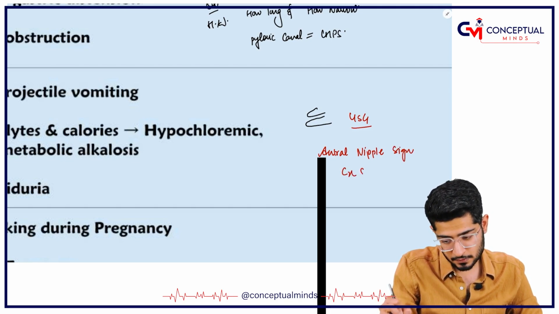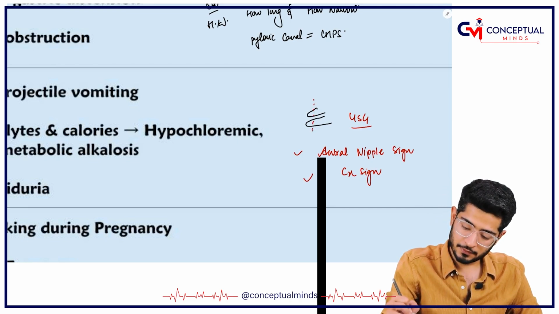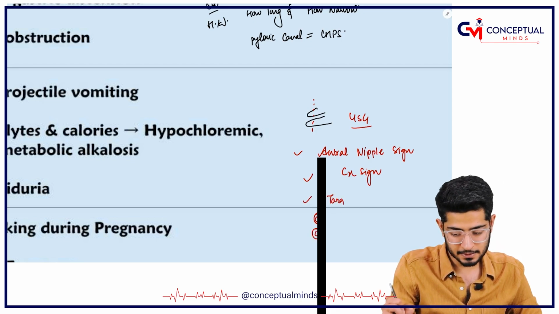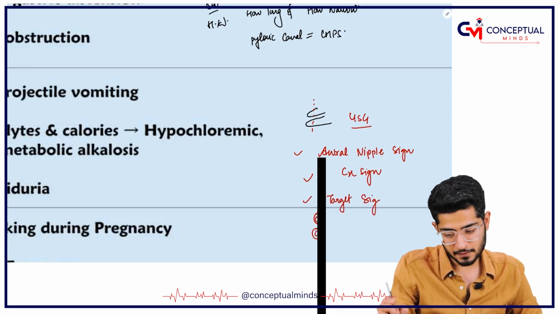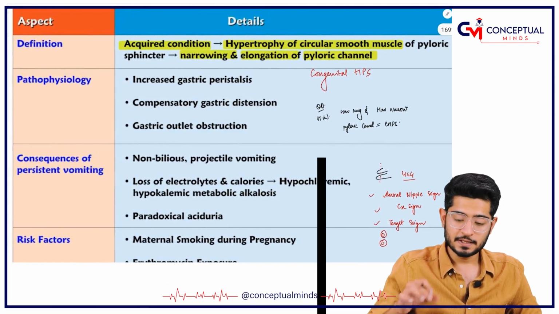Cervix sign is something which is called as, and if you cut it like this, then you will have just like two targets. So this is also called as target sign. Target sign, cervix sign, antral nipple sign, all of them are of your CHPS.